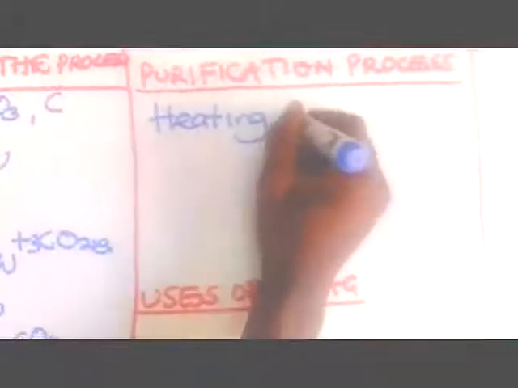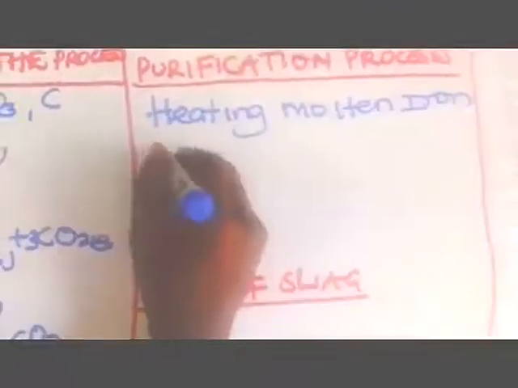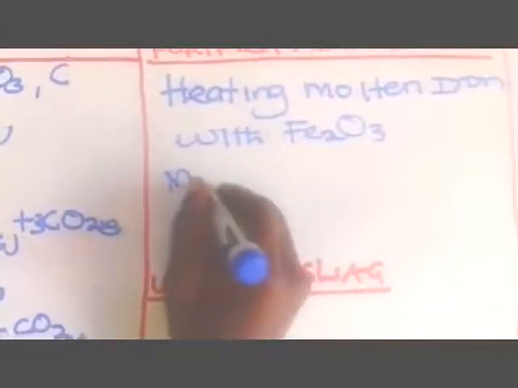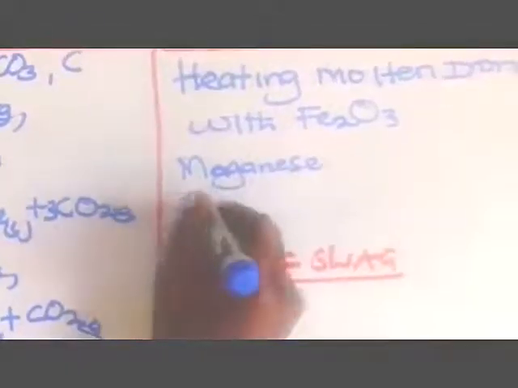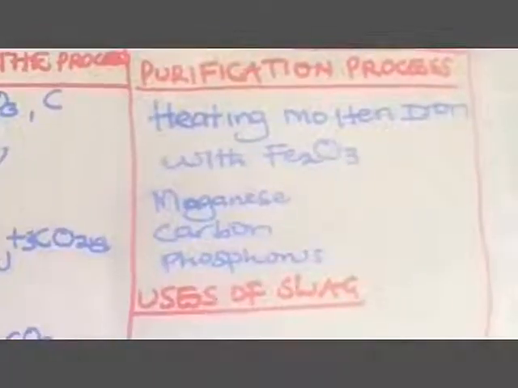Now remember the iron which you have obtained here is impure and you have to purify it. How do you purify it? You purify the molten iron by heating it with what we call iron 3 oxide to oxidize the impurities like manganese, impurities like carbon, impurities like phosphorus. Remove them. The gaseous ones will pass out by the pipes on the furnace.